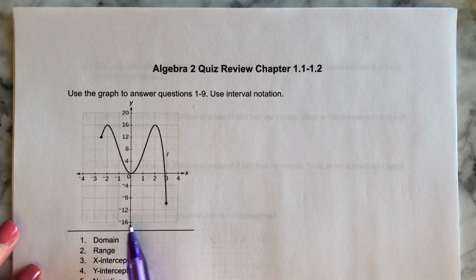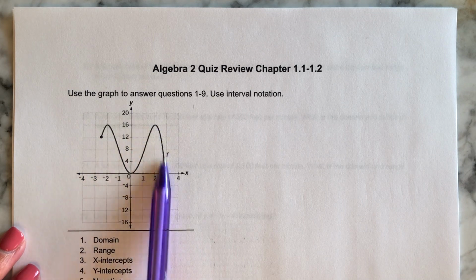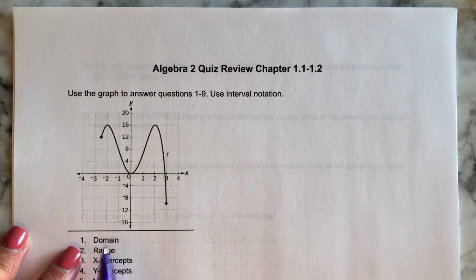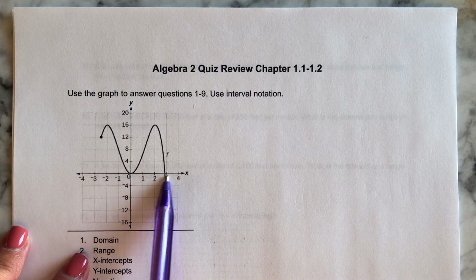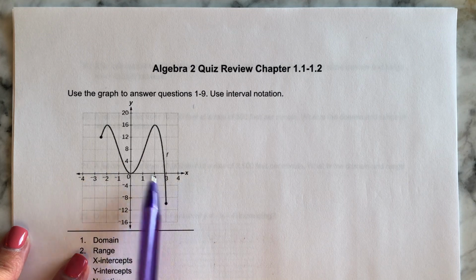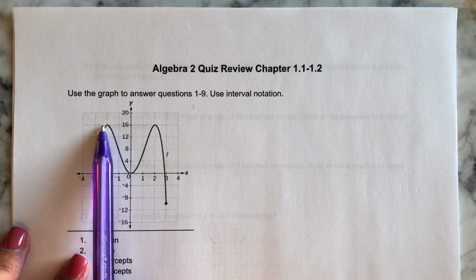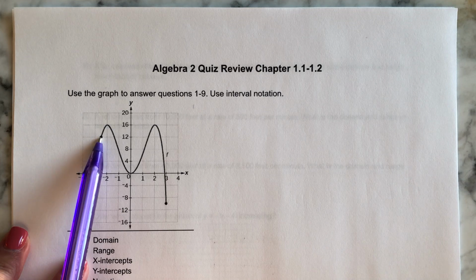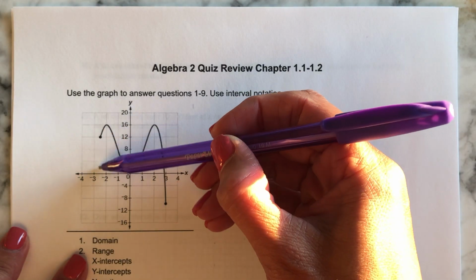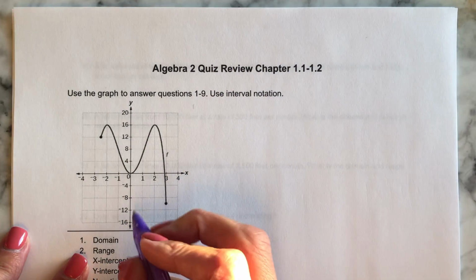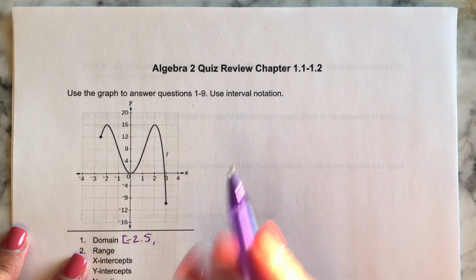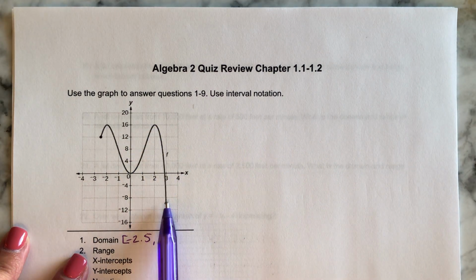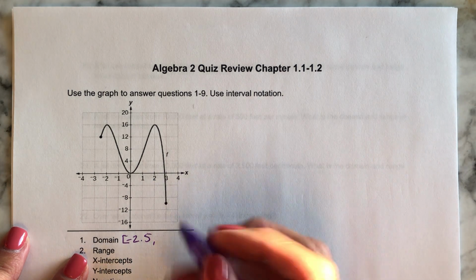So the first thing we're going to go over is how to read a graph for key functions. The first key function would be the domain and then the range. Looking for the domain, we're looking at the x values and going from left to right on the graph. So I go all the way to the end of the graph on the left side, and the x value there is negative 2.5. And then all the way to the right, the x value there is 3.